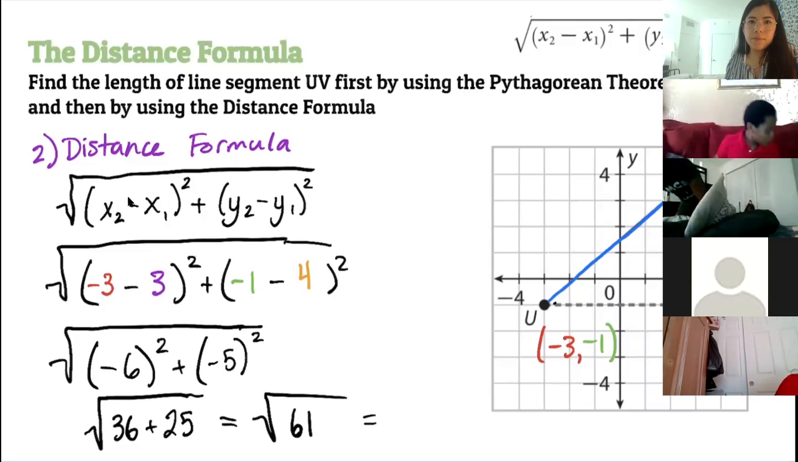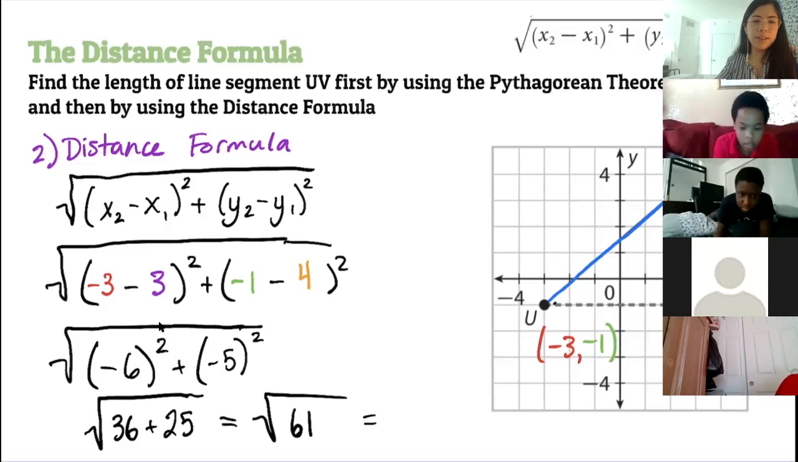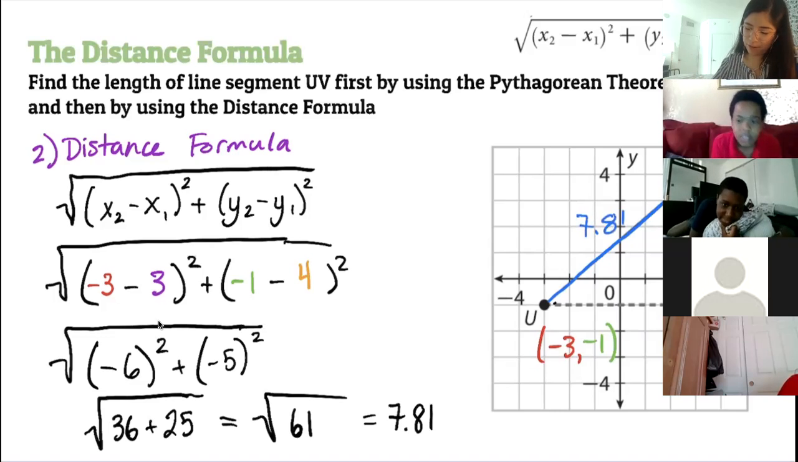Miss, I have to do it again. Ooh, there were like 4 people talking at the same time. Say that again. Why are all of these problems coming out to 7.81? 7.810249676. Okay, 7.81. There you go.